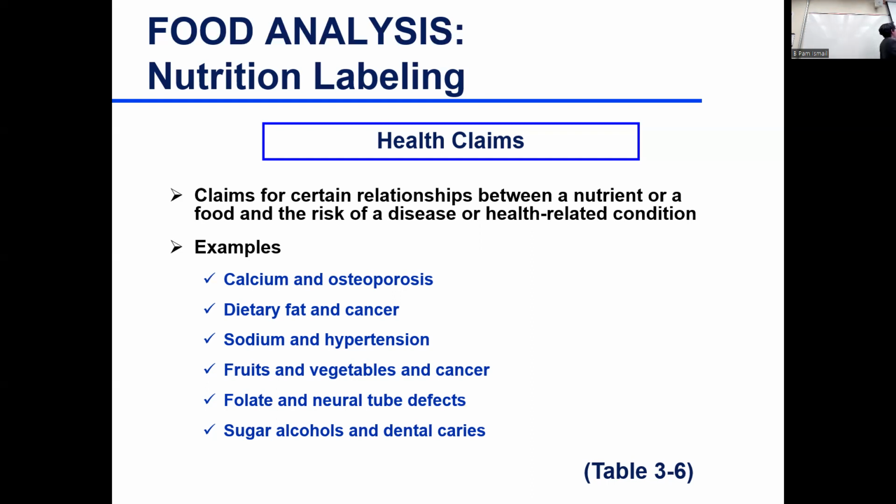So you can see products like orange juice sometimes are fortified with calcium. So they put calcium and osteoporosis on some of these products.